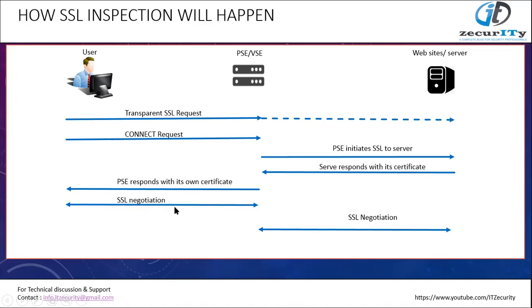SSL negotiation will happen between the user and the PSC, and between the PSC and the web server. When we do so, the PSC will have complete visibility of the data transferring from the user to the server and from the server to the user, which provides granular policy configuration. In the logging, you can see detailed information about the user, how they are accessing, and what kind of application inside that website they are accessing. It will also help to protect against any command and control interaction between the client and server.